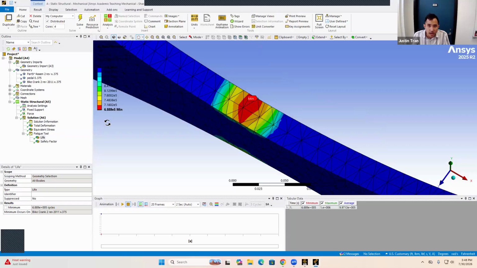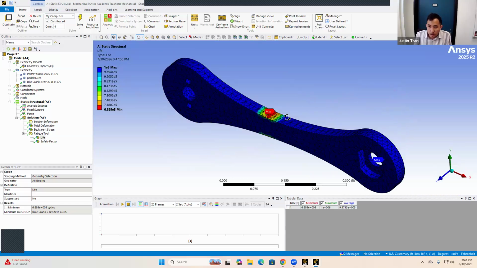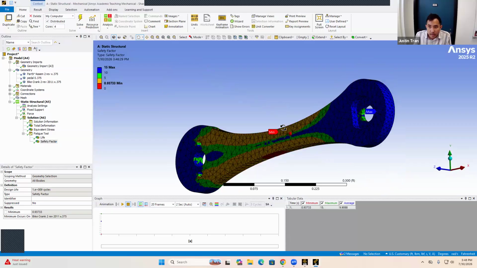This is only able to survive for about 690,000 cycles, and so this part of the bike crank is going to fatigue and fail first. Okay, all right, next we can look at the safety factor.